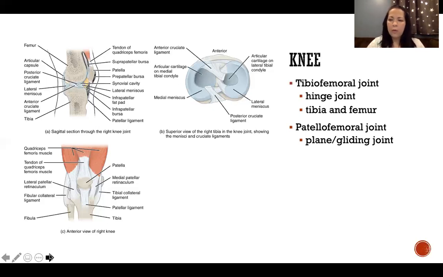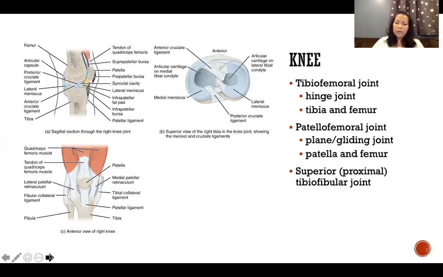This is an example of one that is biaxial instead of triaxial, because most of them are triaxial, but this one's biaxial because it just glides up and down on the femur during flexion and extension, and then also has a little bit of side to side, lateral medial movement. So biaxial only here.